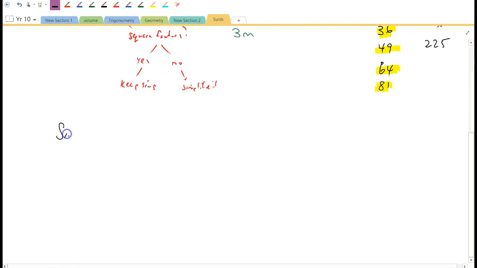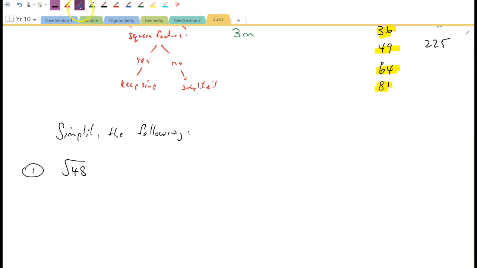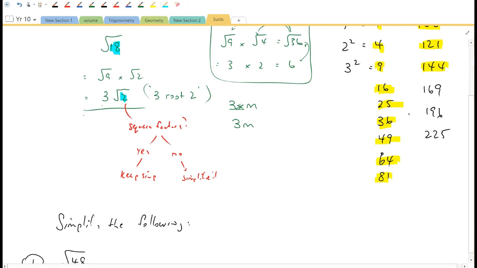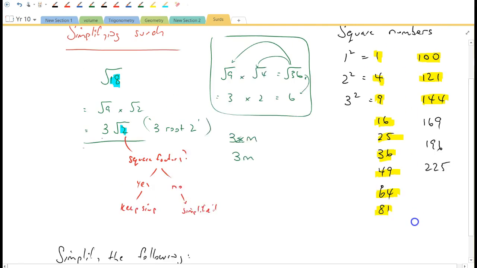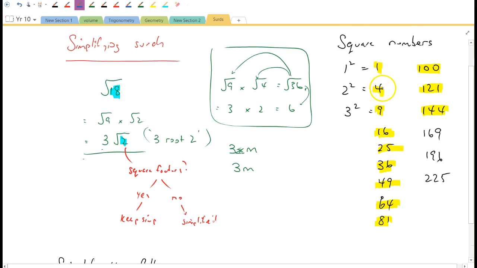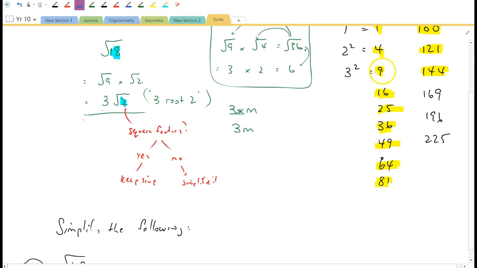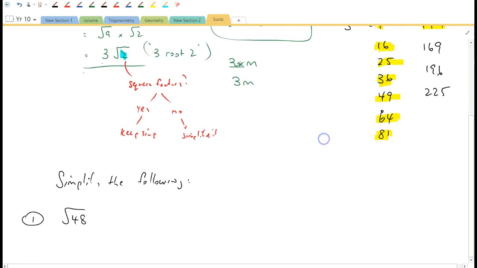So let's have a look at some examples. Let's simplify the following. So let's say square root of 48. Alright, so this is question 1. Now, is there a number that goes into 48 that's square? I'm thinking 12 fours are 48, so I could use that. But is there a larger square factor of 48? 16. I happen to know that 16 threes are 48.